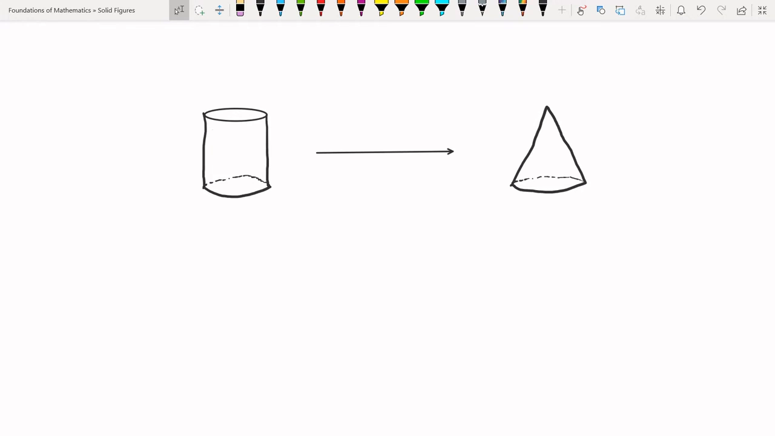Just like a pyramid is a prism that has one base shrunk down to a point, a cone is a cylinder that has one of the circular bases shrunk down to the point. So imagine taking this circle and just shrinking it down to one point. That's how you get a cone.